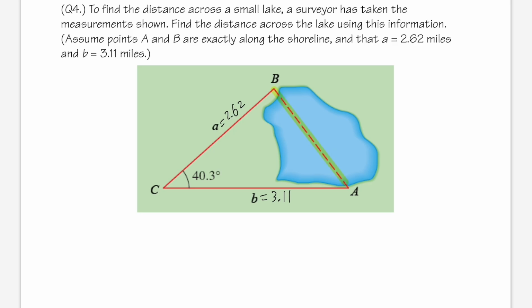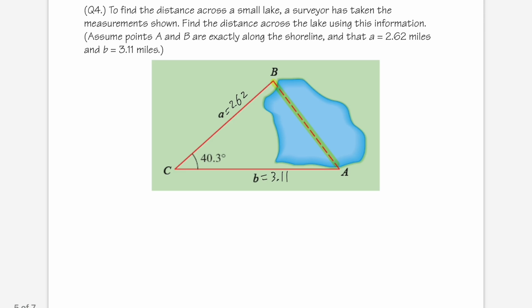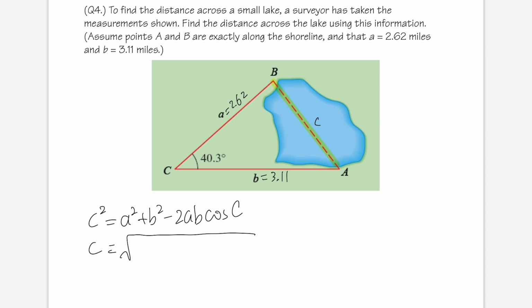Great, because this is exactly the law of cosine, just like what we did earlier. So let's go ahead and label this as little c. So c squared equals a squared plus b squared minus 2ab times cosine c. So c equals the square root. A is 2.62 squared plus b is 3.11 squared, and then minus 2ab, 2.62 and then 3.11, and we have that cosine of 40.3 degrees.